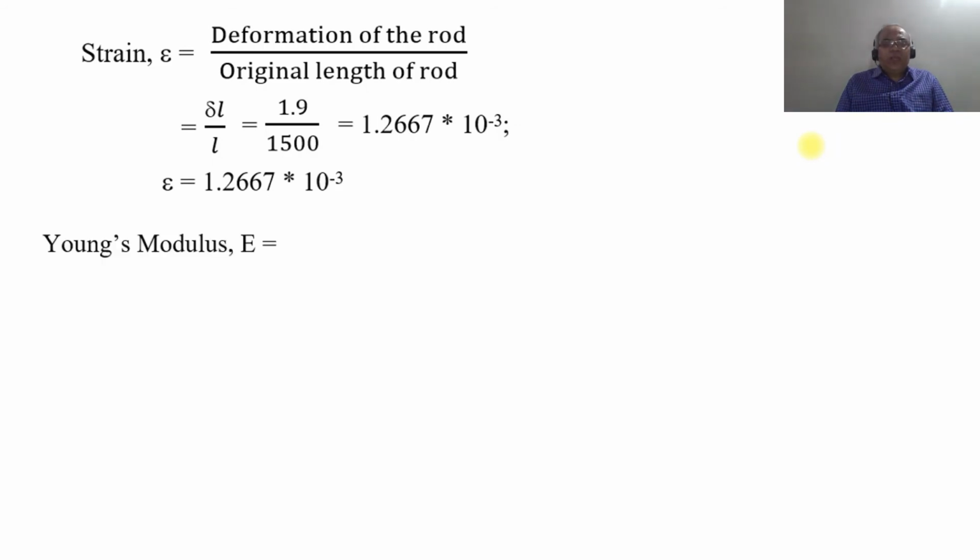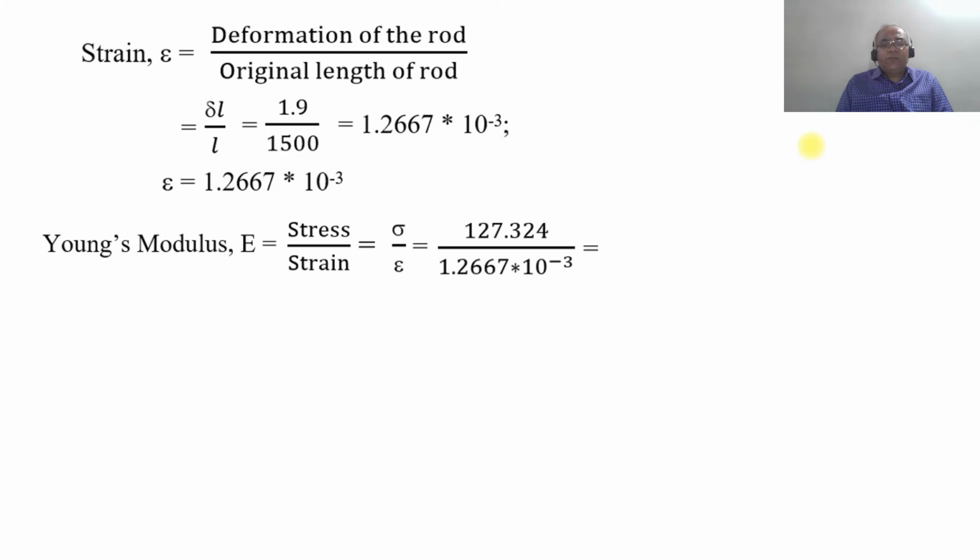So what is Young's modulus? Young's modulus is nothing but the stress by strain, which is sigma by epsilon. You know the value of sigma, which is 127.324, and you know the value of epsilon, which is 1.2667 into 10 to the power of minus 3. On simplification, you are going to get it as 100.5 into 10 to the power of 3 Newton per mm square, which is equal to 100.5 GPa. So E will be approximately 100 GPa.